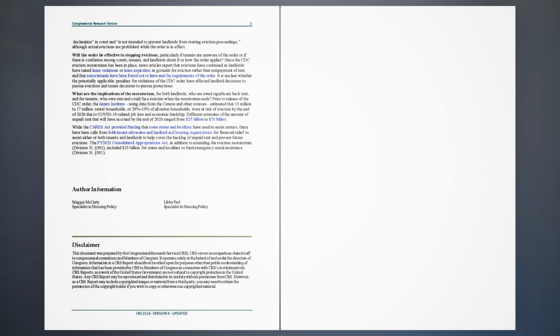Different estimates of the amount of unpaid rent that will have accrued by the end of 2020 ranged from $25 billion to $70 billion. While the CARES Act provided funding that some states and localities have used to assist renters, there have been calls from both tenant advocates and landlord and housing organizations for financial relief to assist either or both tenants and landlords to help cover the backlog of unpaid rent and prevent future evictions. The fiscal year 2021 Consolidated Appropriations Act, in addition to extending the Eviction Moratorium, Division N, Section 502, included $25 billion for states and localities to fund emergency rental assistance, Division N, Section 501.